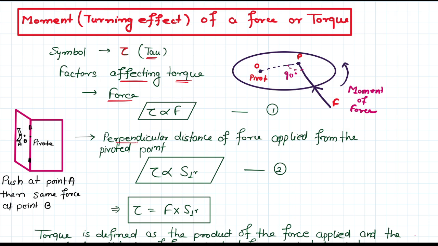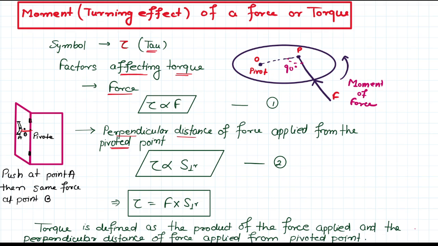The second factor is the perpendicular distance of the force applied from the pivoted point. If we are opening a door, why are the door hinges at the end point, or the edge of the door? So that the perpendicular distance will be more. As perpendicular distance increases, tau also increases. Collectively we can write torque equals force into perpendicular distance.